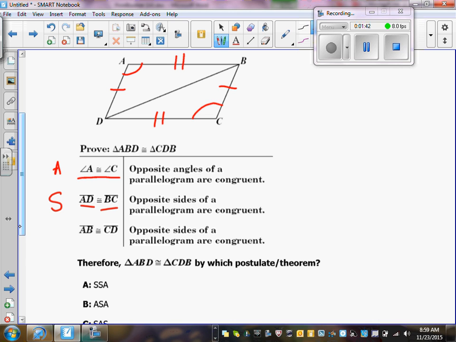So it says therefore triangle ABD is congruent to CBD by, we have a side, an angle, and a side. The same thing here. You got a side, an angle, and a side. So that's what you have to use.